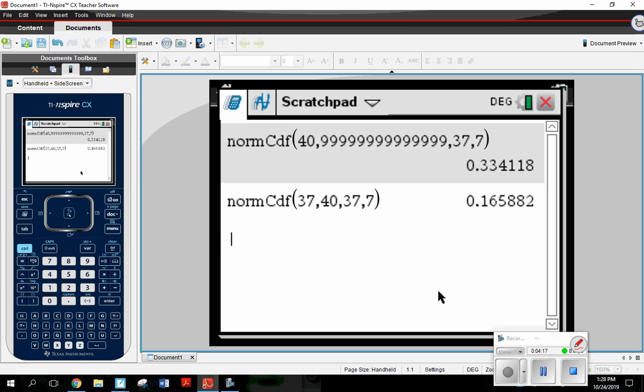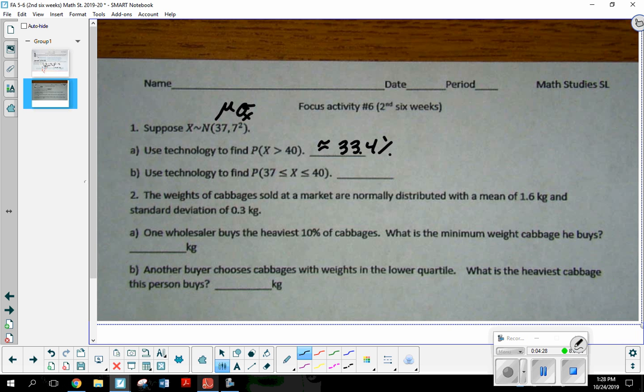That means between, in this case, the 37 and the 40, 16.6% of the data should fall in between those values.